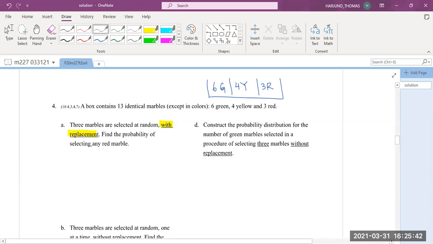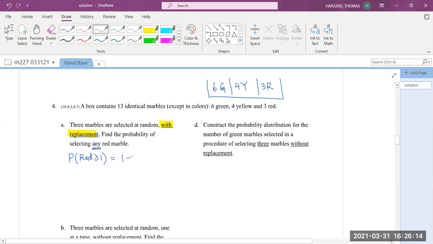At least one. Any means at least one. Probability that the number of red marbles is at least 1. Now because we do it with replacement, the probability of getting red the first time we select from this box equals the probability the second time, equals the probability the third time. Notice that it basically forms a binomial distribution. So we can do it this way.